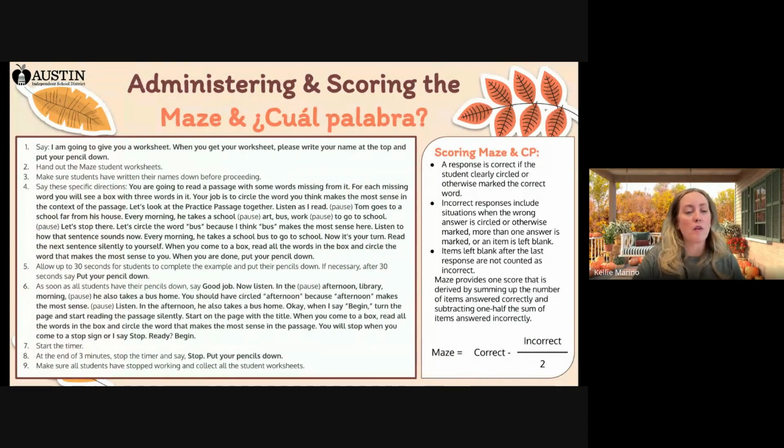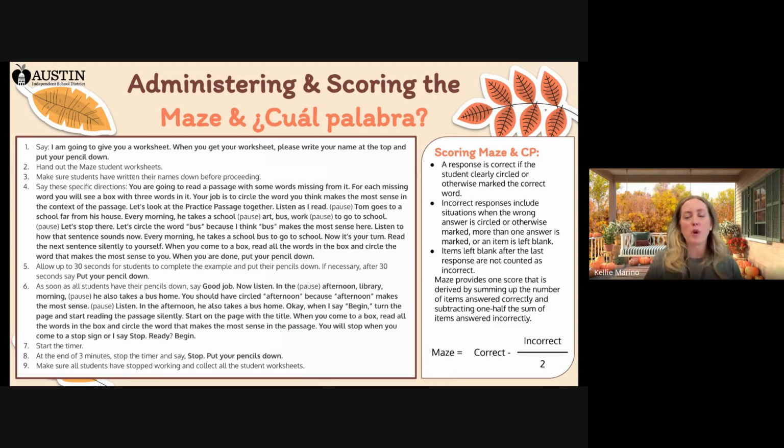Tom goes to a school far from his house. Every morning he takes a school art, bus, work to go to school. Let's stop there. Let's circle the word bus because I think bus makes the most sense here. Listen to how the sentence sounds now. Every morning he takes a school bus to go to school. Now it's your turn. Read the next sentence silently to yourself. When you come to a box, read all the words in the box and circle the word that makes the most sense to you. When you're done, put your pencil down.